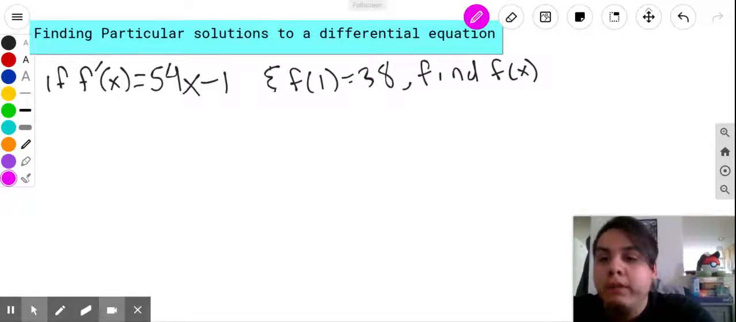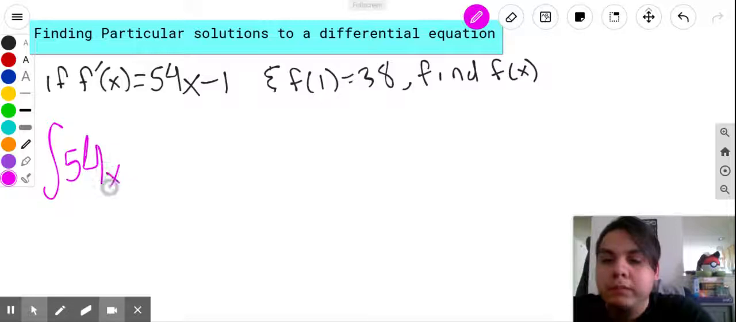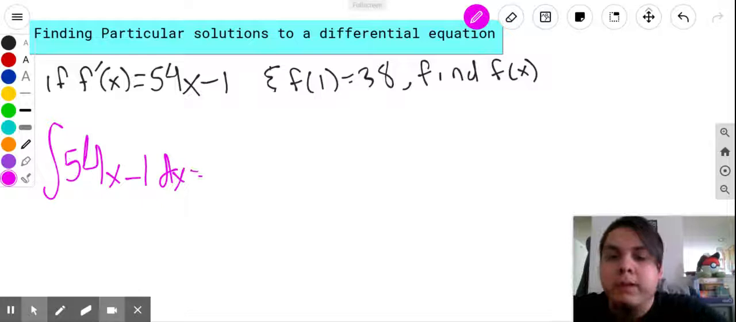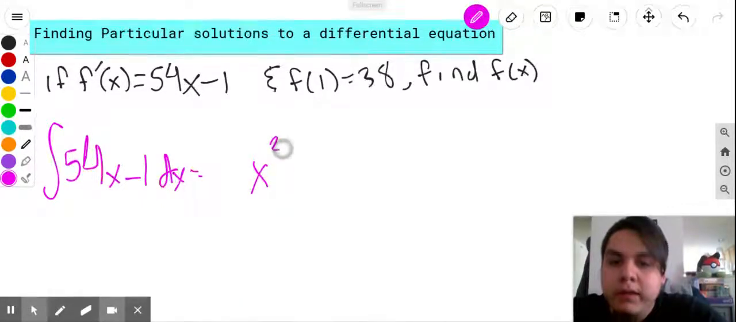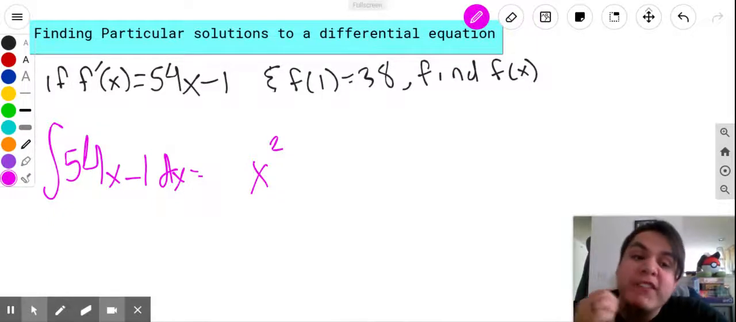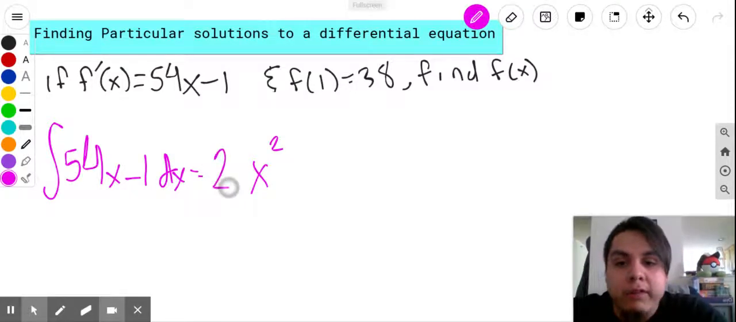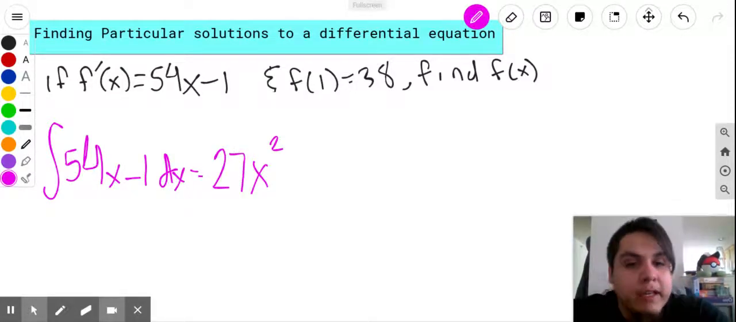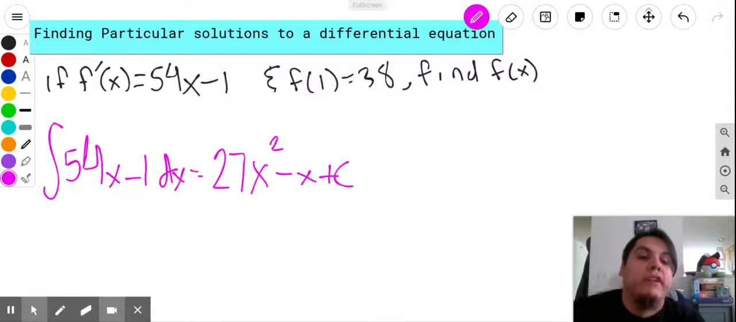So if we integrate f prime of x with respect to x, all right, reverse power rule comes into effect. I know I would have had an x squared. So if I do 54 divided by that 2 from the x squared, I should get a 27. Right? If I end up with a negative 1, that means it would have come from a negative x, and then I do a plus c. So that's what I think f of x should equal.